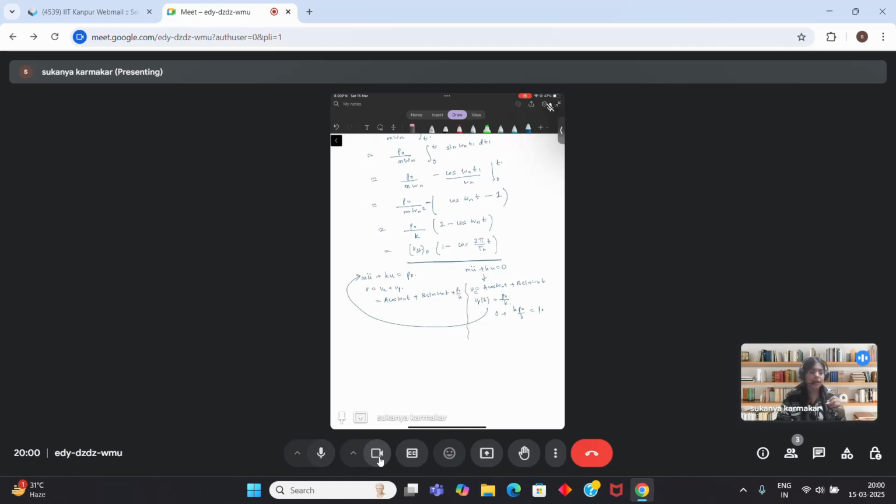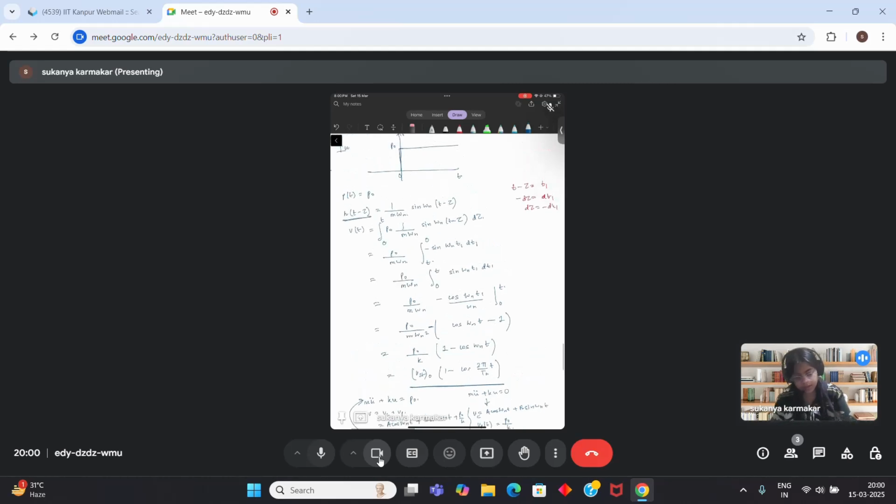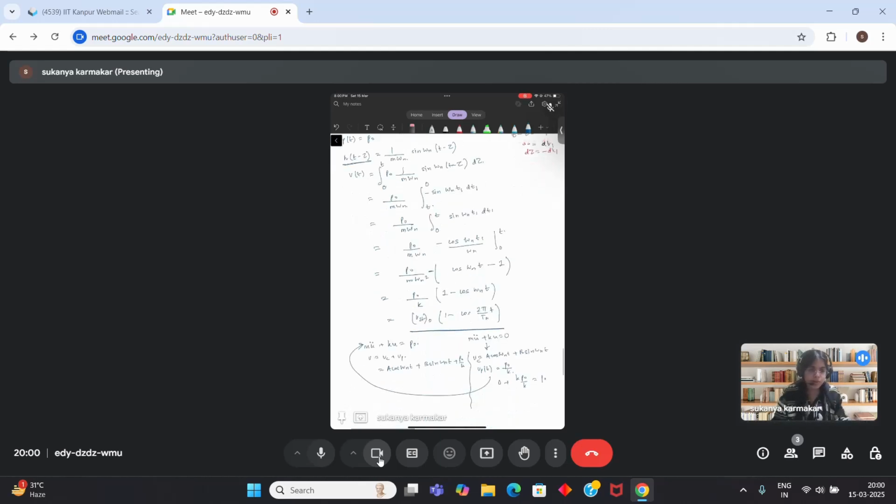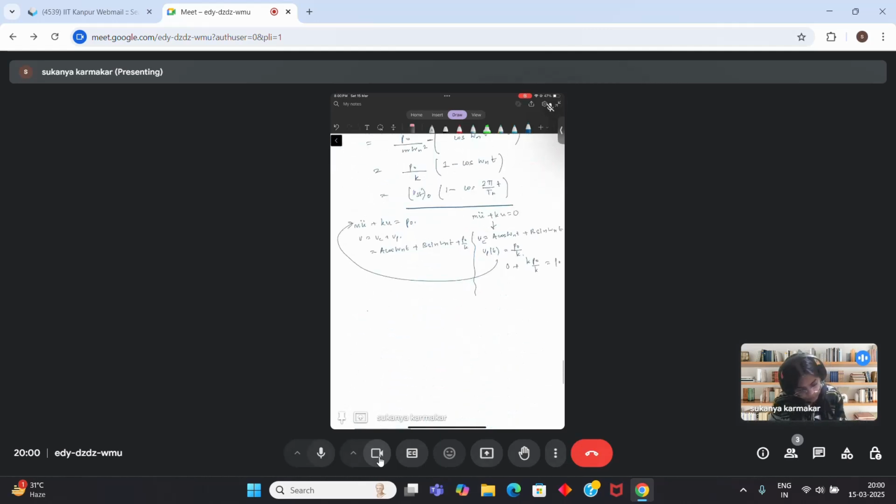Now, how do I calculate A and B? I'll use the initial conditions. Let's assume the system is initially at rest, so U0 is 0 and U dot 0 is also equal to 0. If we use this here, you will find that A is equal to minus P naught by K and B is equal to 0.